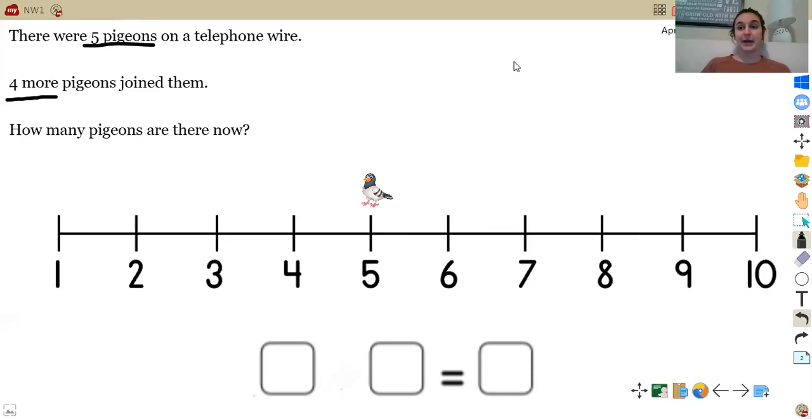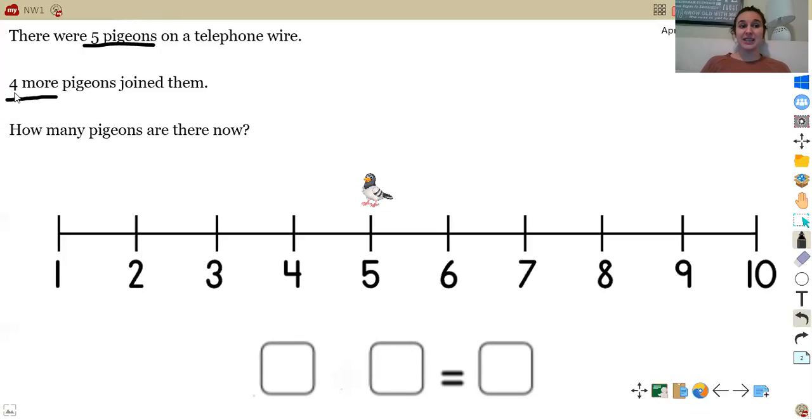Let's continue reading. On a telephone wire, 4 more pigeons joined them. So now I need to think about it. If 4 more pigeons joined, am I adding or am I subtracting? If you said adding, you're correct. Because when you hear the word more, that tells you that you're adding more to your original number. And in your number line, when you add more, you move to the right.